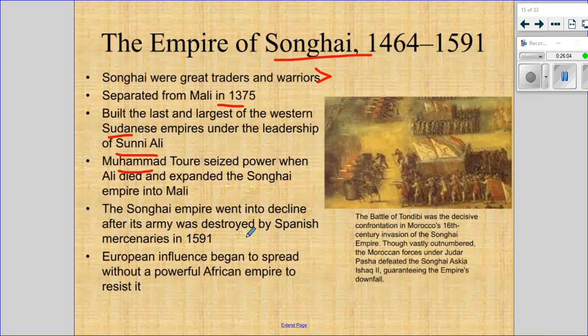It went into decline after its army was destroyed by Spanish mercenaries in 1591. European influence began to spread because there was no powerful West African empire to challenge them. And eventually, later on, when Britain outlaws the transatlantic slave trade, they'll use that power vacuum as an excuse to colonize Africa. But we'll talk about that later. This is from the Battle of Tondibi, which is what I was talking about, those Spanish mercenaries. Moroccan forces defeated Askia Ishak II, guaranteeing Songhai's downfall.